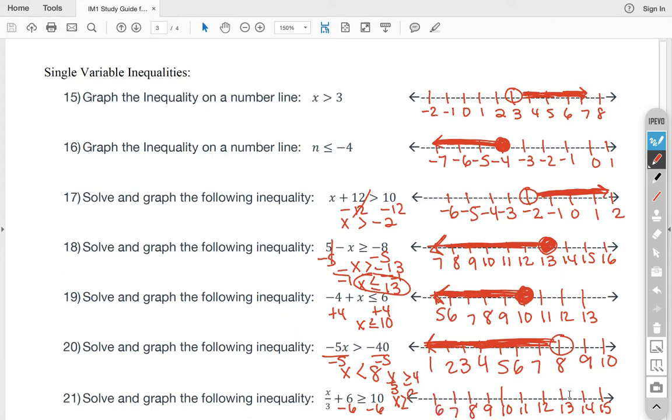So we're going to go ahead and circle, let's see, it would be 12 because 4 times 3 is 12. So we're going to circle the 12, fill it in. And this time it's greater or equal to, so it's going to go to the right. All right, so make sure you get those ones copied down. Those ones were 15, 16, 17, 18, 19, 20, 21.